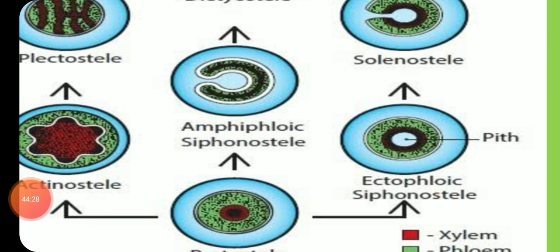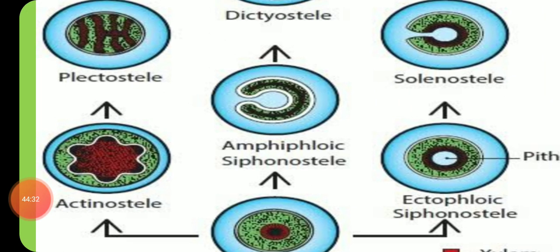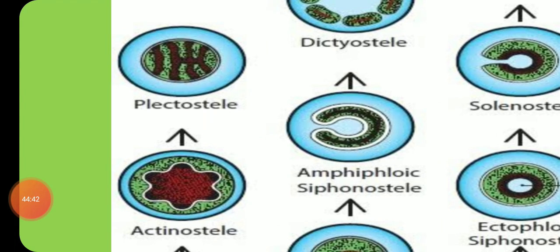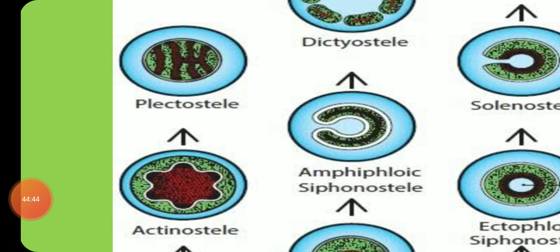And then amphiphloic siphonostele. The phloem is present on both sides of the xylem. See that the red color in the picture is the xylem. On both sides of the xylem, phloem is present. That is called amphiphloic siphonostele. The pith is in the center. Example, Marsilea.